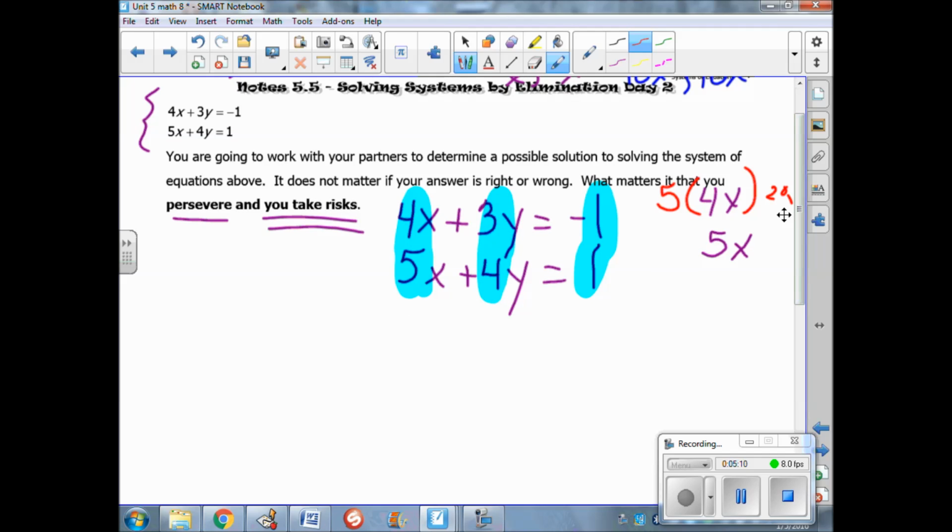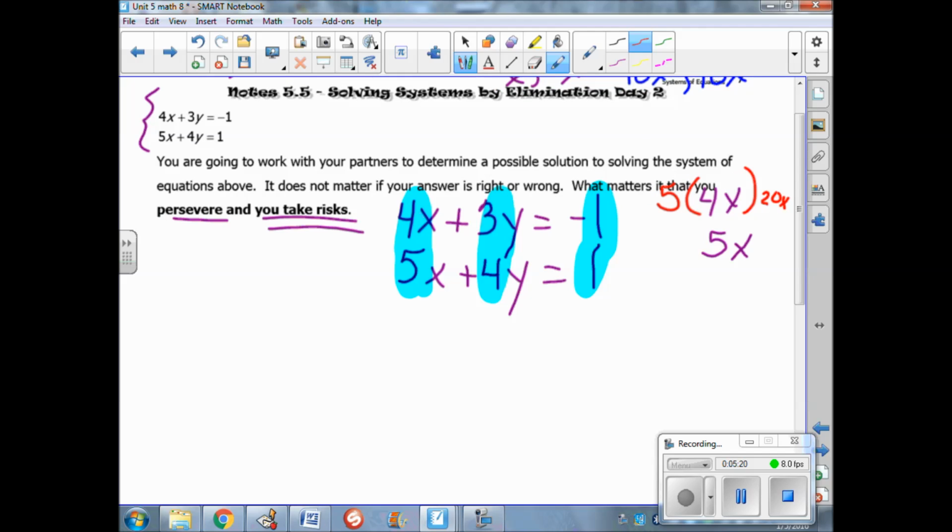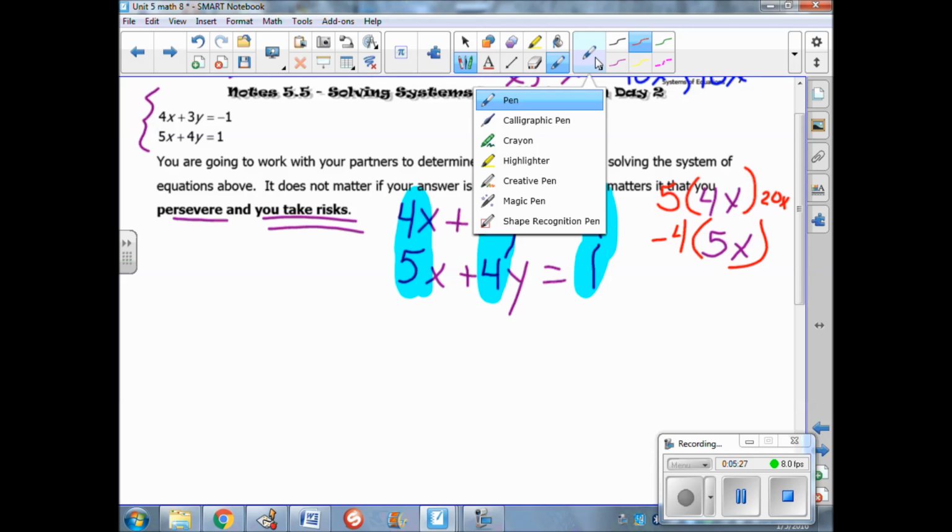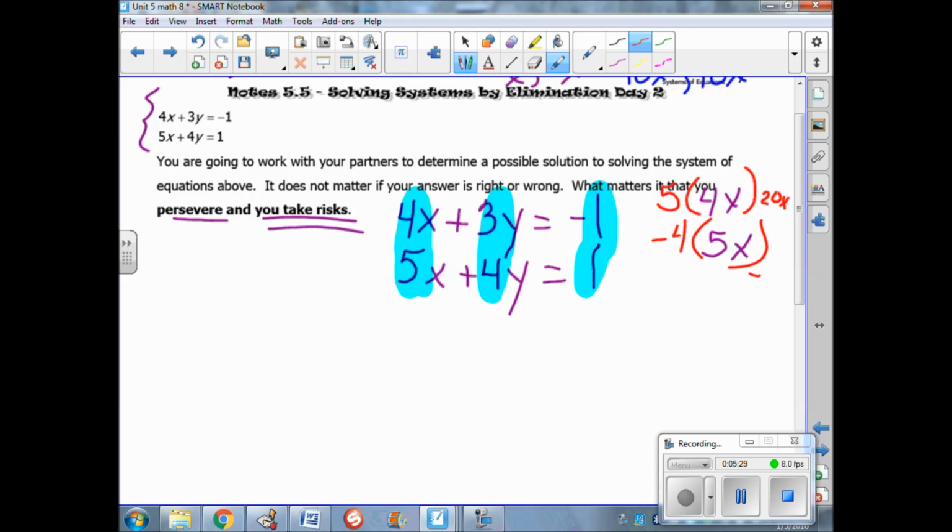This is my little scrap paper over to the side. Okay. That's going to give me 20x. And now, in order to get a negative 20x, I'd have to multiply this one by negative 4. So that would give me that negative 20x.